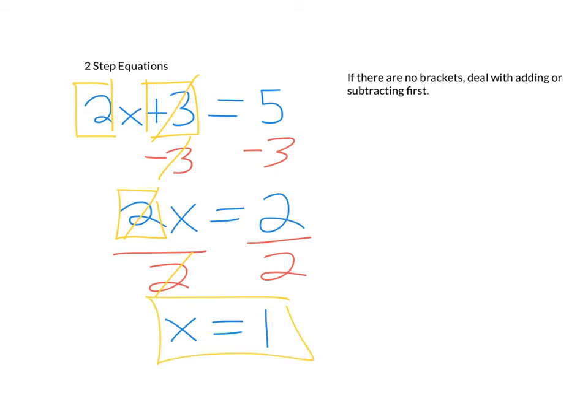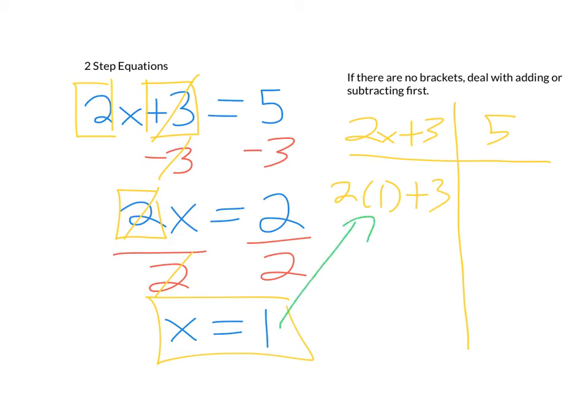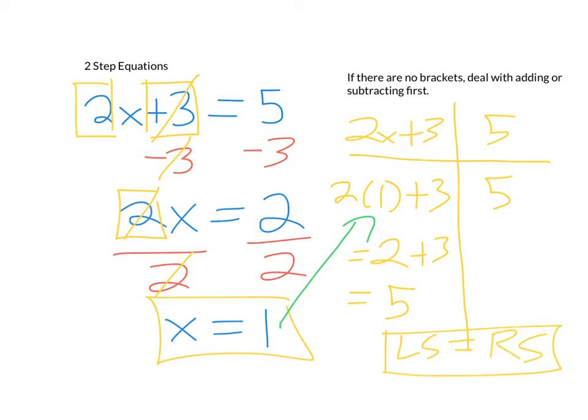We'll do a quick left side, right side check in order to tell if our answer is right. So we've got 2x plus 3, and on the other side we have 5. So we're going to do 2 multiplied by 1 plus 3. Remember, we're using this 1 because we found that x equals 1. So 2 times 1 is 2 plus 3. 2 plus 3 gives us 5. So our left side is equal to our right side. That tells us that we've done our work correctly.